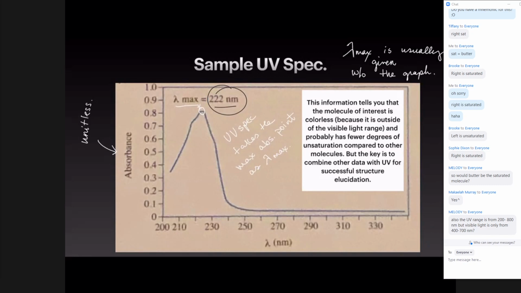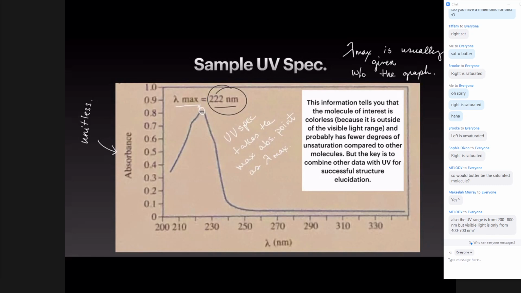Okay, let's continue with this sample UV spec. This information tells you that the molecule of interest is colorless because it is outside of the visible light range and probably has fewer degrees of unsaturation compared to other molecules. But the key is to combine other data with UV for successful structure elucidation.